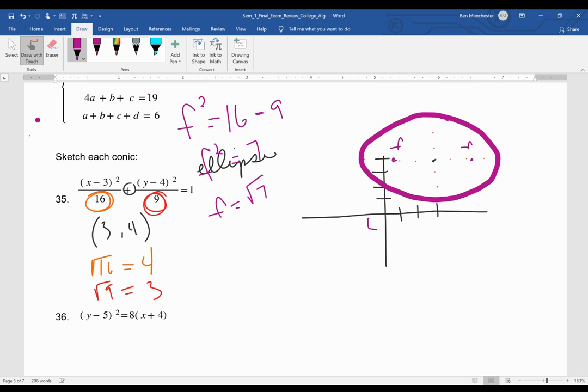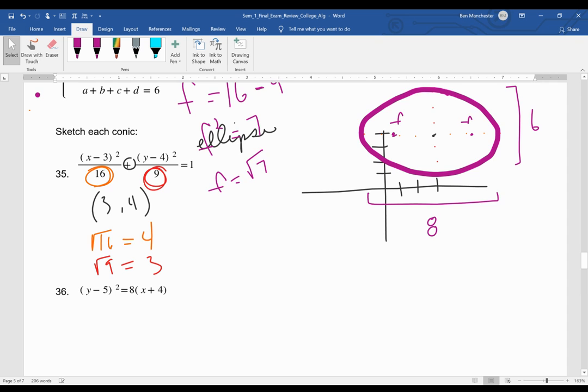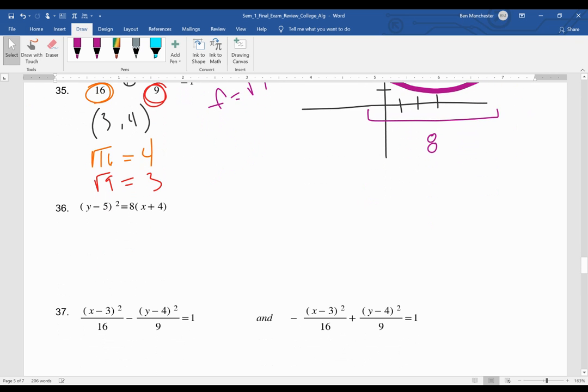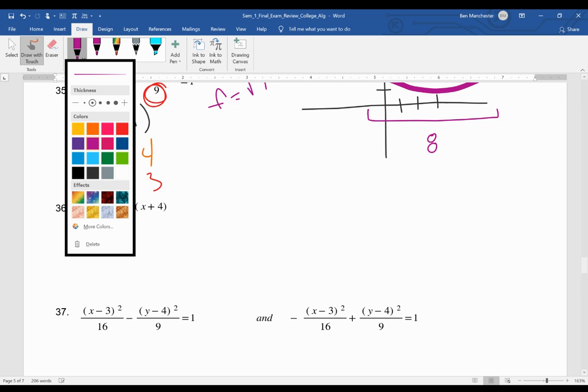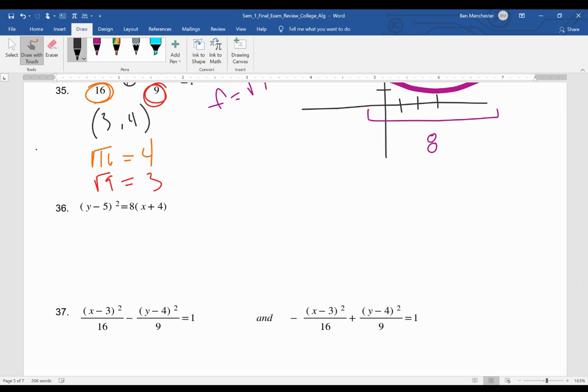So another thing is the major axis here would be 8 units long, and your minor axis would be 6 units long. The total distance from the top to the bottom and from the left to the right. There's an ellipse. Okay, the next one is a parabola. Sorry, a parabola. So we're going to put our stuff on here too.